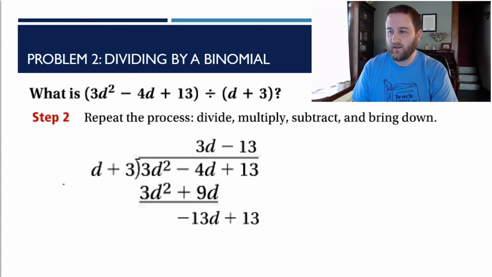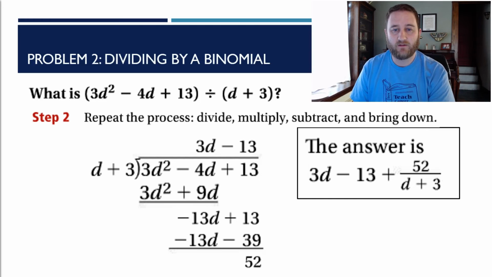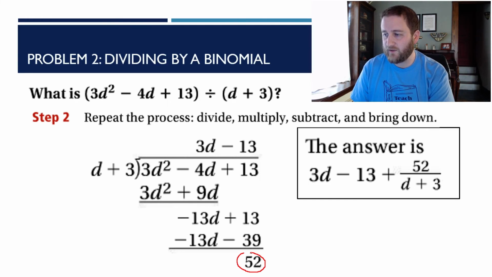Negative 13 times d is negative 13d, and negative 13 times positive 3 is going to be a negative 39. Now you might wonder, what do I do next? There's no terms left to drop down. If I subtract here, I get 52, right? Well, 52 really is just going to be your remainder. So when you subtract here, you get 52 as a remainder.